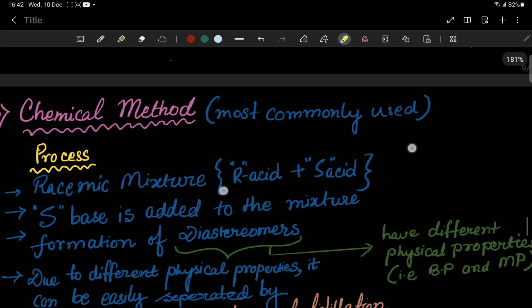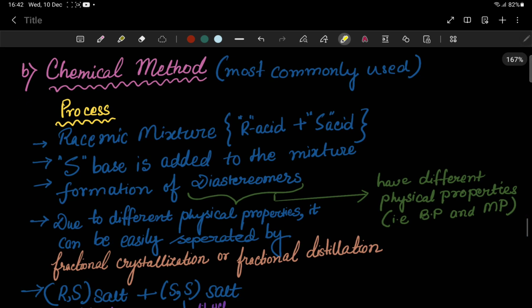Next, the chemical method, and I'm giving it three stars, because the method actually used in laboratories is the chemical method. This is the most commonly used method. So what is the most commonly used method? If anyone asks you, you just say it's the chemical method.